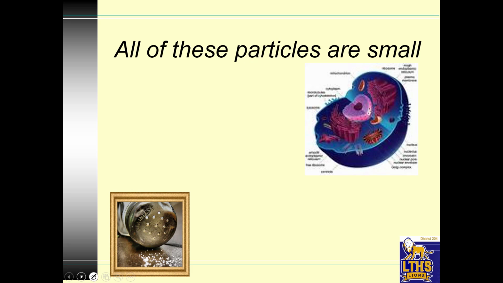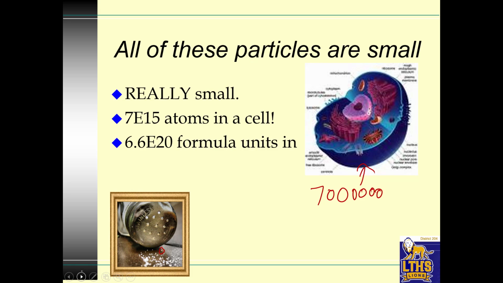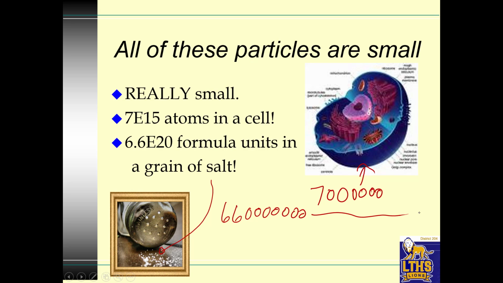So all of these particles are small, really small. How small is a cell? Itty bitty. Here's a cell. So if I'm looking at a cell, 7e15 atoms in a cell. That means 7 with 15 zeros. That's a lot of them. 6.6 times 10 to the 20th formula units in a grain of salt. Wow, that's so many, I don't even want to write them all.